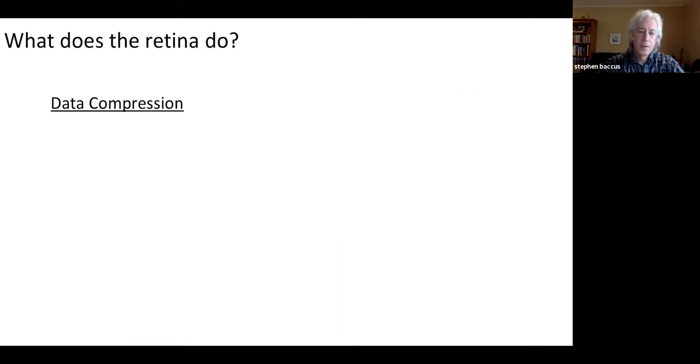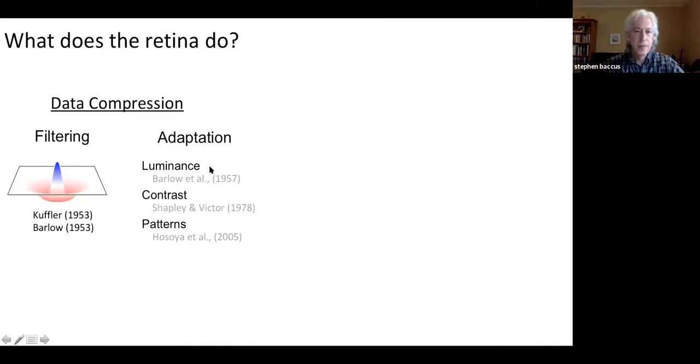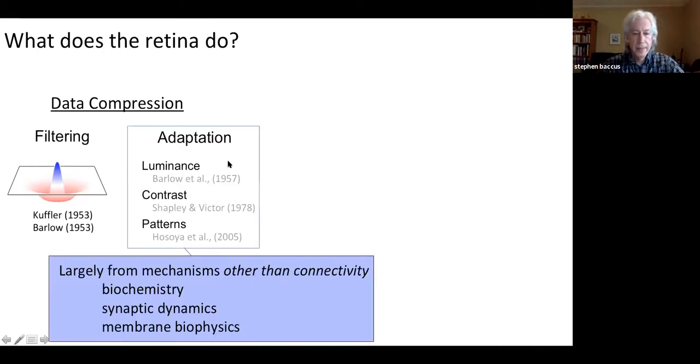So we thought that before talking more about the anatomy of the retina, it was important to talk about what the retina does. A lot of what we might think about what the retina does falls in the category of data compression. So simple filtering centers around receptive fields, also adaptation to various statistics such as luminance, contrast, and patterns. With respect to adaptation, a lot of this comes from mechanisms other than connectivity, such as biochemistry that implements luminance adaptation, synaptic dynamics, and membrane biophysics that implement contrast adaptation. So mostly we're not going to be talking about these types of things that the retina does today.